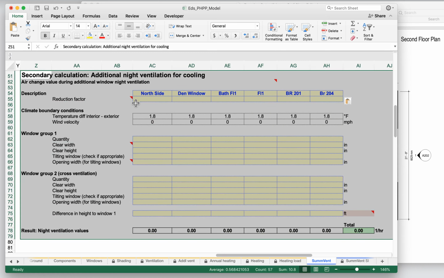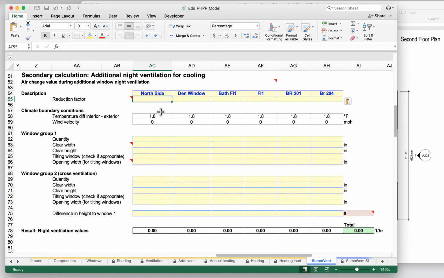And so if that's not true, if those are only open for 6 hours a day, you could also input a reduction factor in order to account for the fact that these are only open a few hours a night or something like that, if you don't leave them open for the entire night period. But by default, the PHPP is going to assume everything you put in here is going to be functioning for 12 hours a day. And so if that's not true, you can use this reduction factor to adjust that.